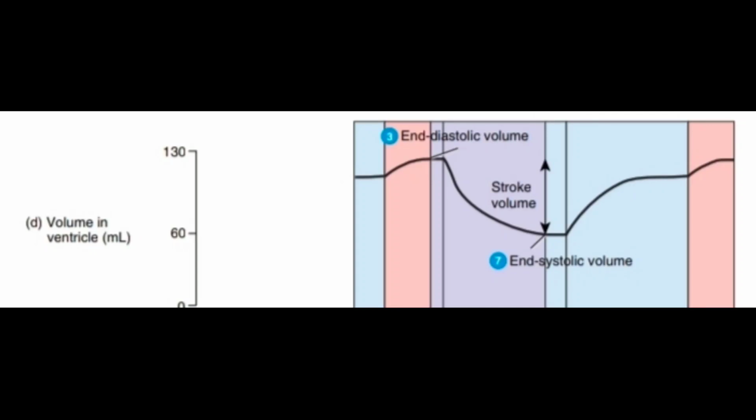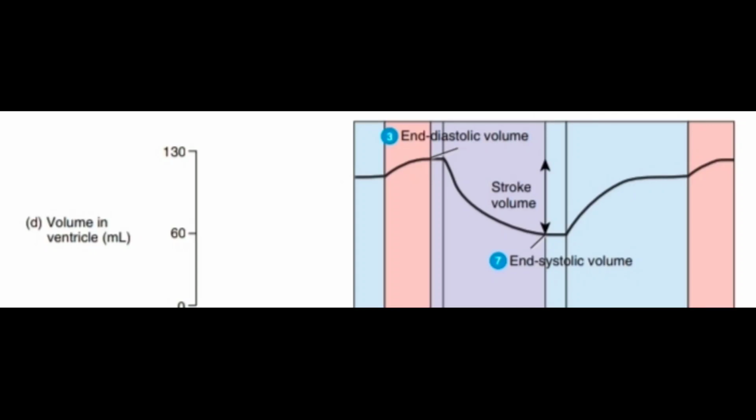Only 25 ml of blood is pushed from atria into ventricles as a result of atrial systole. But how much blood is present in ventricles at the end of the atrial systole? When the atria contract, 25 ml of blood is pushed into ventricles through atrioventricular valves, and at the end of atrial systole there is 130 ml of blood present inside each ventricle.